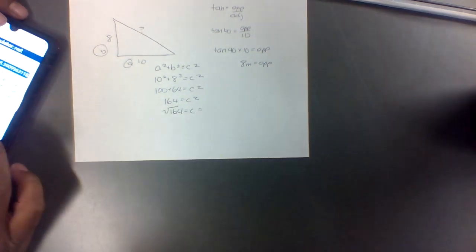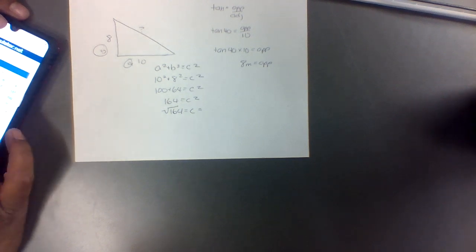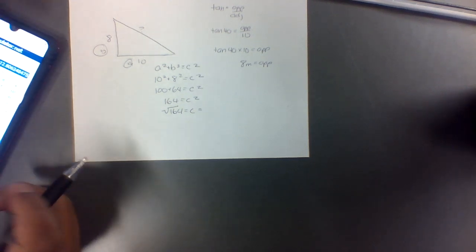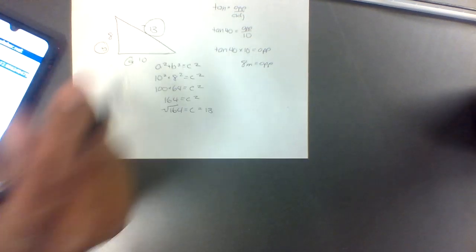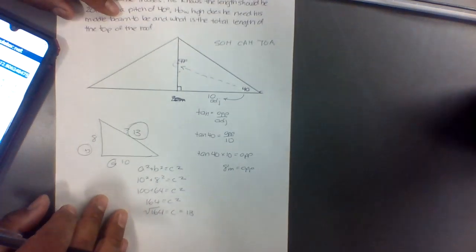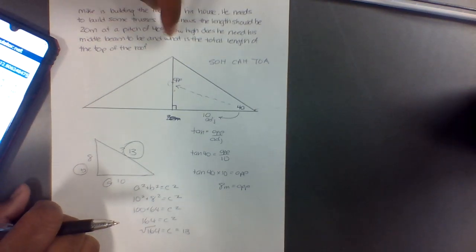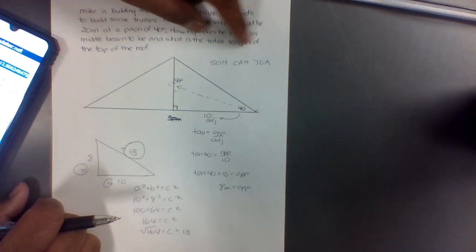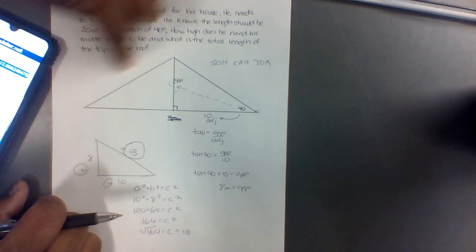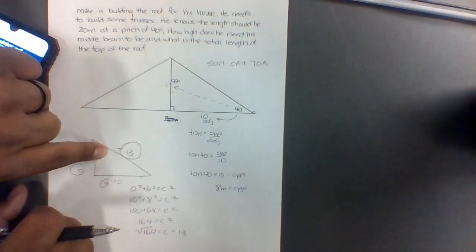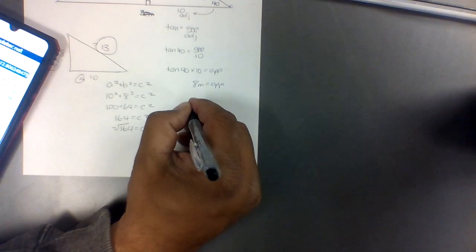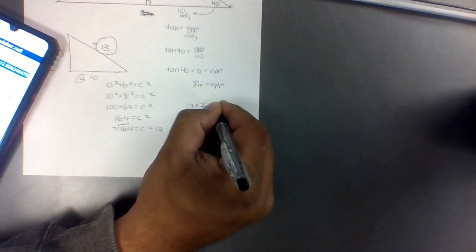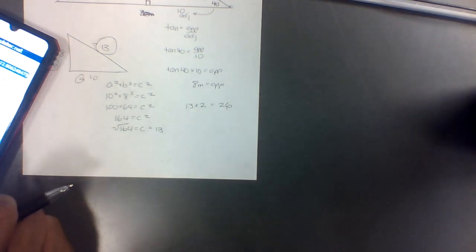So we punch that into our calculator, the square root of 164. I got 12.8, so I'm going to call that 13. Okay. So that makes this side 13. However, remember the original question said, what is the total length of the top of the roof? Well, there's two sides. I only calculated one. Well, 2, so just 13 times 2 is going to give me 26.